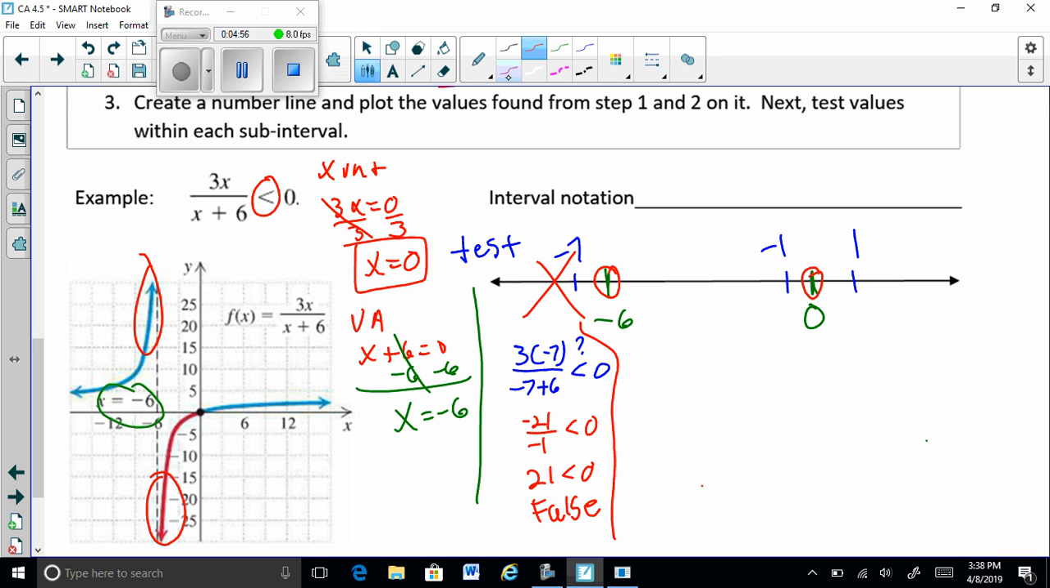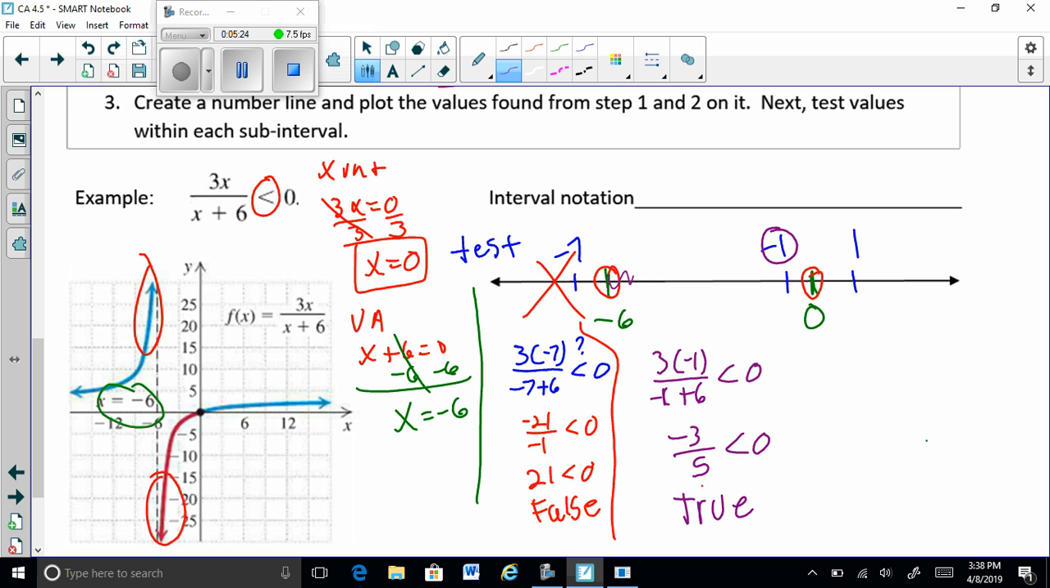All right, now we'll go ahead and test -1. So let's go ahead and plug in -1. So we're going to have 3 times -1 over -1 plus 6. We want to figure out, is that less than 0? Well, we end up with -3 over 5, -3/5. Yeah, negative numbers are less than 0. So this comes back as true.